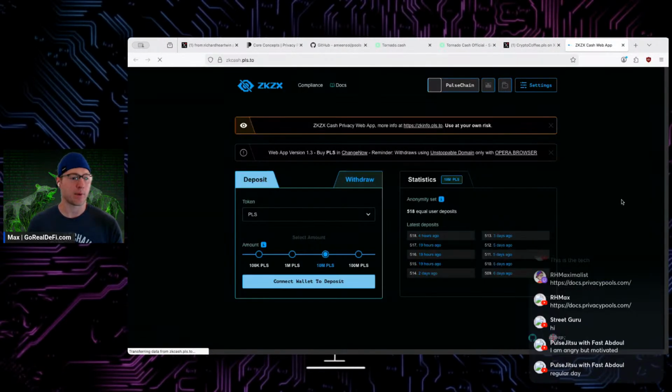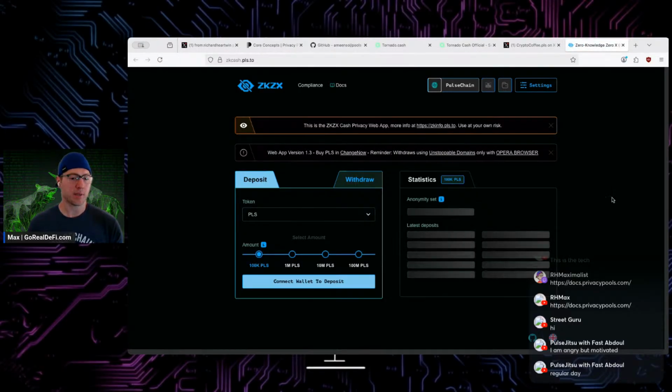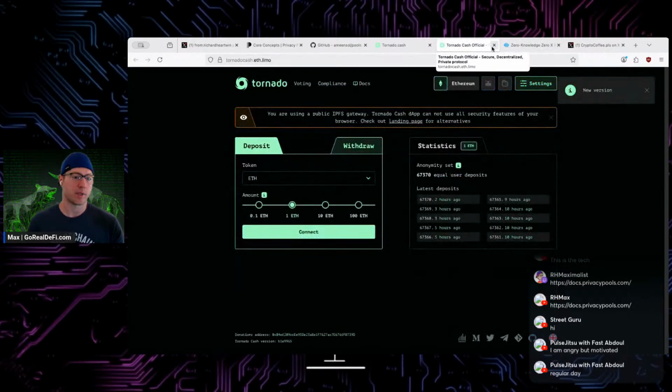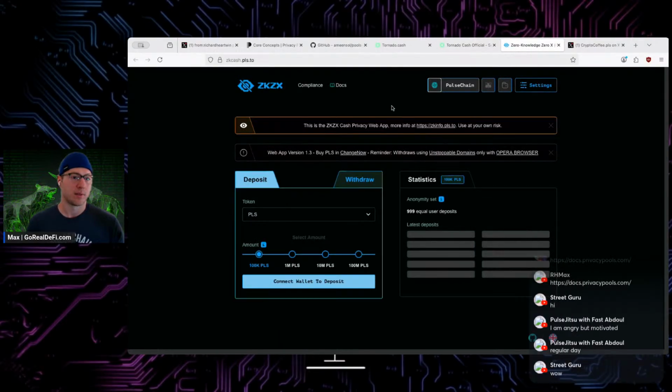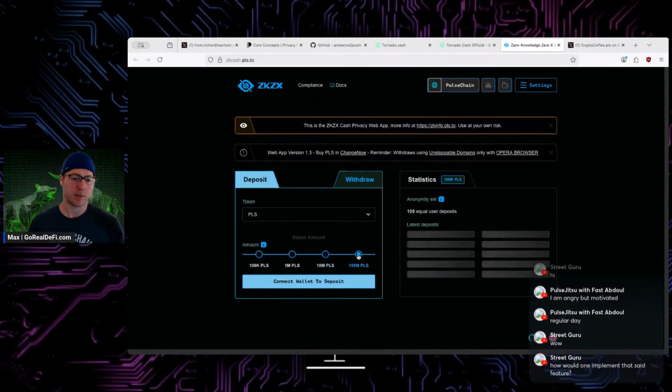Let me know, chat, if you've used any privacy protocols on PulseChain, because this one looks exactly like Tornado Cash. ZKZX. Curious. So if you look at the two, this one can do 0.1 ETH, 1 ETH, 10 ETH, 100 ETH, while this one you can do 100K PLS, 1 million PLS, 10 million, and 100 million. 928 equal user deposits. It's not really the latest deposits, at least immediately, but this one looks like people are using it.